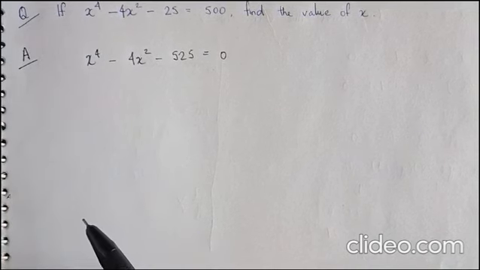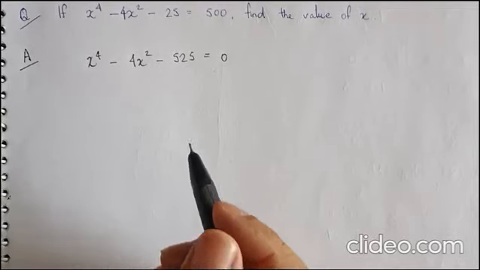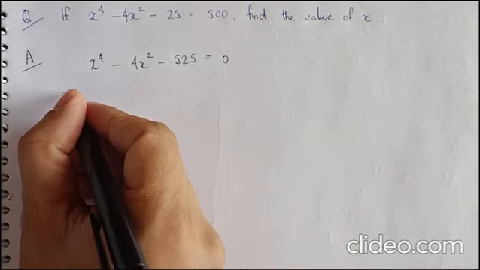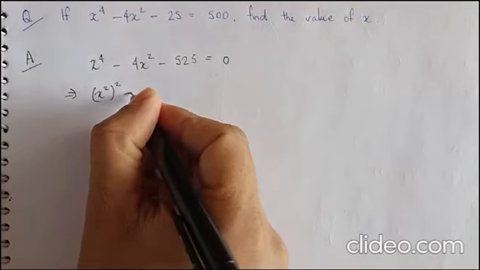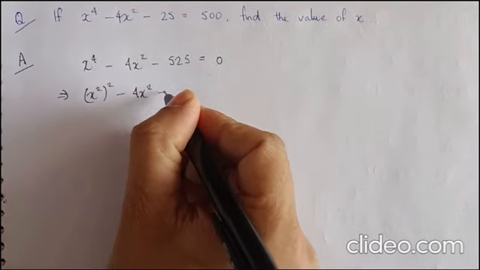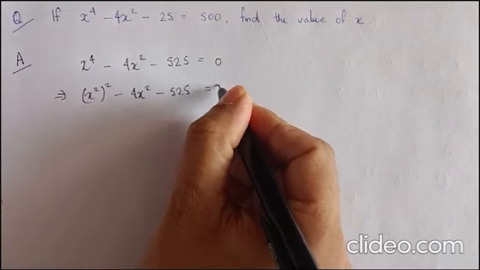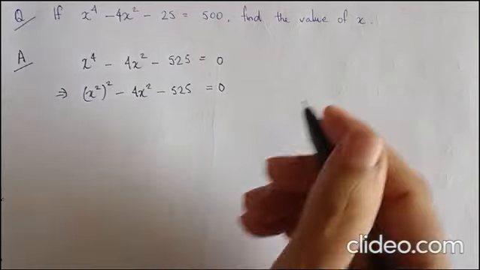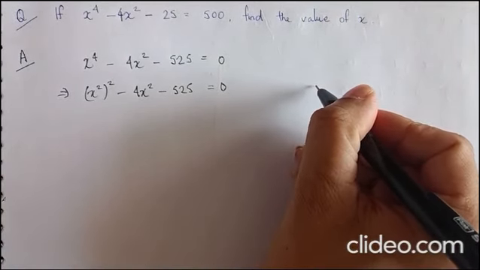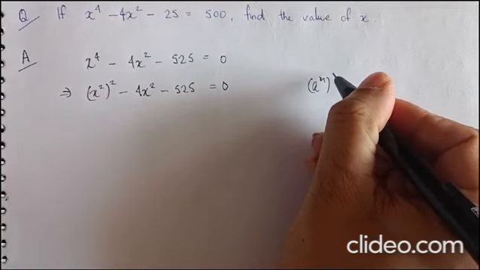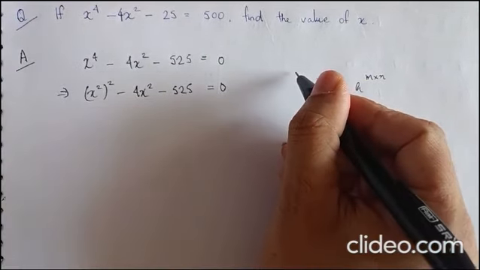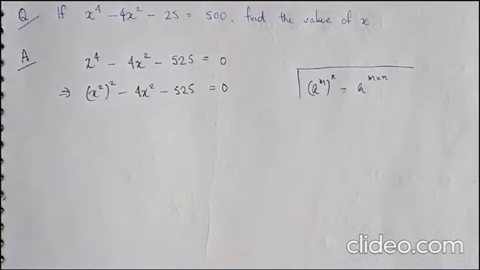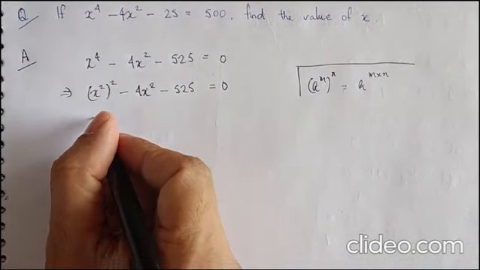So let's do the same thing that we had done in our first problem so that it will simplify this. This implies x to the power of 2 whole to the power of 2 minus 4x squared minus 525 is equal to 0. So again, we have used the same formula that a to the power of m to the power of n is equal to a to the power of m into n. Right? This is a rough work. So we will follow the same steps. Let y is equal to x squared.